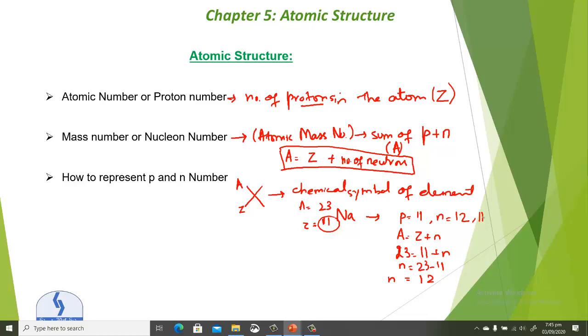So the proton and electron have the same number, that is 11 and 11, and neutron we calculate through the formula. Okay, why is an atom electrically neutral? We have already studied that atoms are electrically neutral. Why? Because the number of protons is equal to the number of electrons. So that's why we can say atom is electrically neutral. So this is the reason.